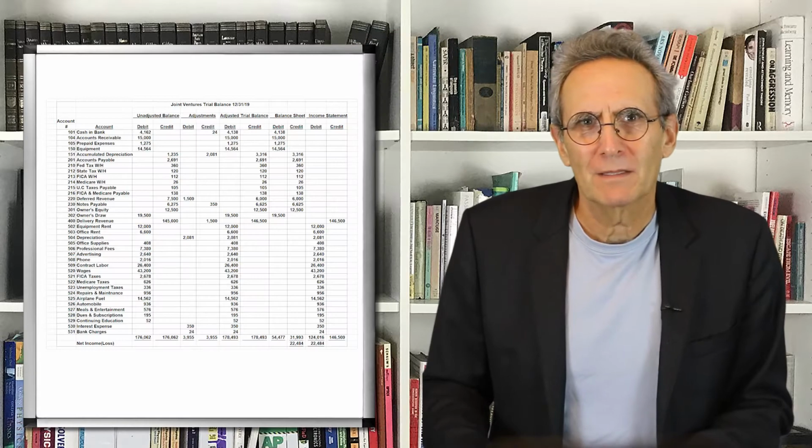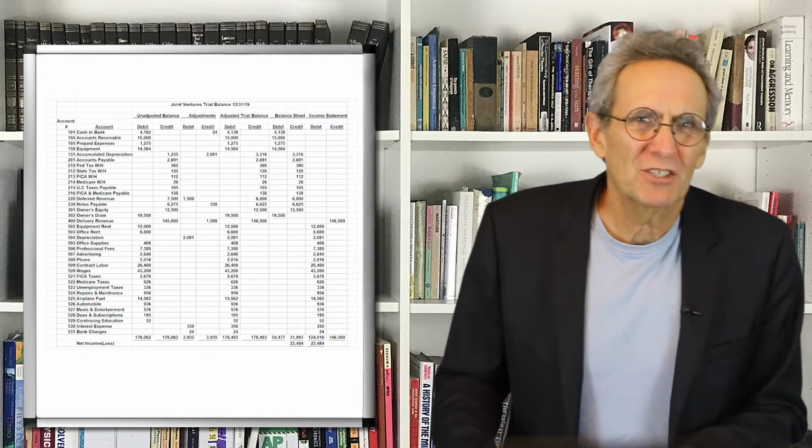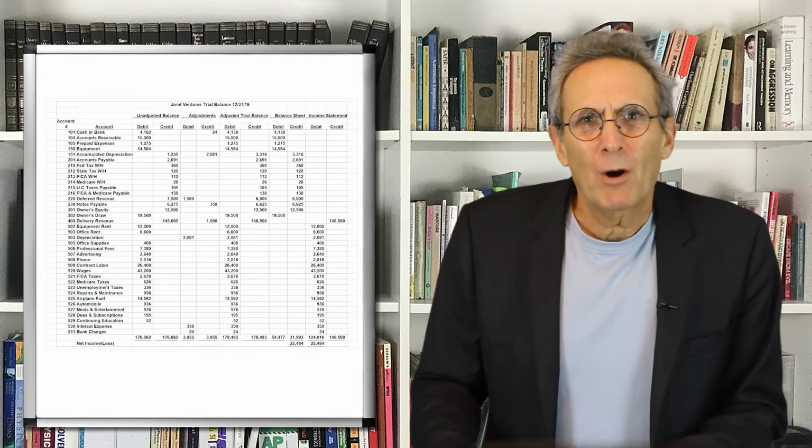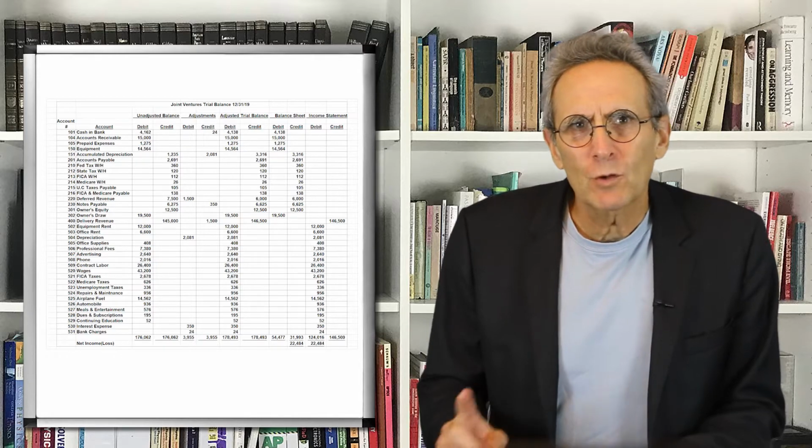After all adjustments are made, the final two columns of the trial balance can be used to prepare the balance sheet and income statement. GAAP also requires the preparation of two other financial statements, the statement of cash flows and the statement of owner's equity.